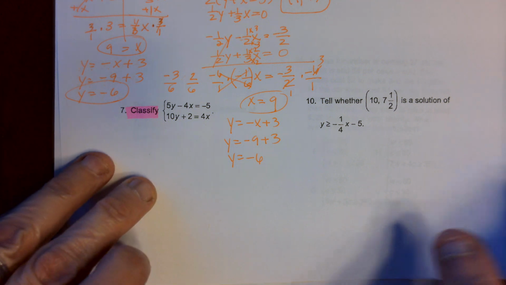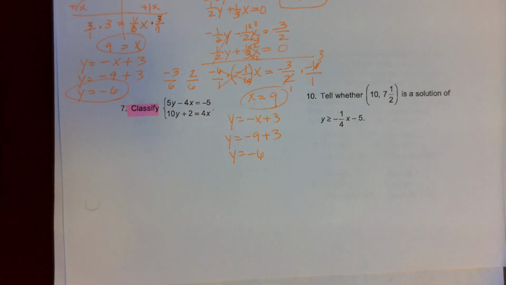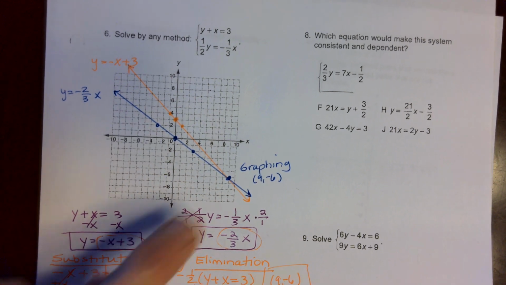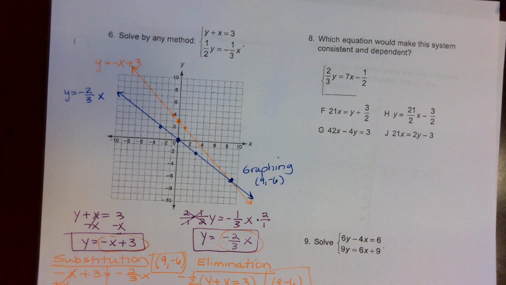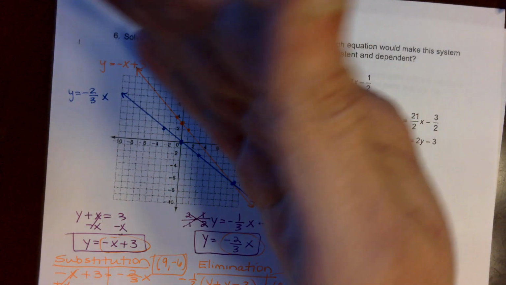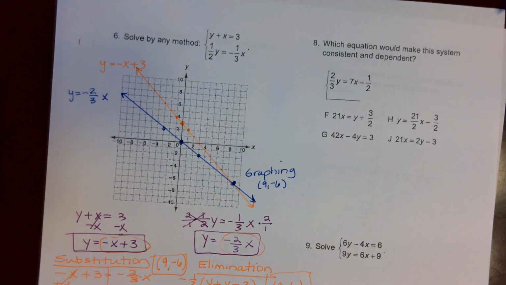It's parallel. And then we had consistent and dependent. Those were when you had two lines right on top of each other. And then you had consistent and independent. Those were just two random lines that crossed in one point, like these. That's consistent and independent. They have one spot they cross. When they're parallel, they're inconsistent. And when they actually lie right on top of each other, they're consistent and dependent.